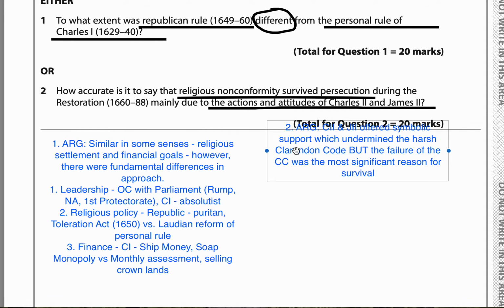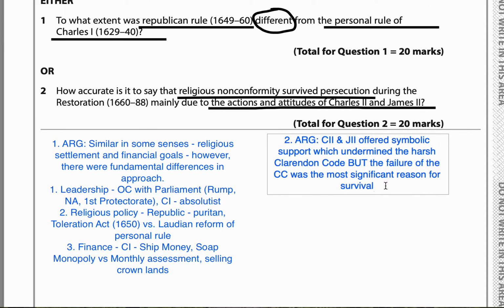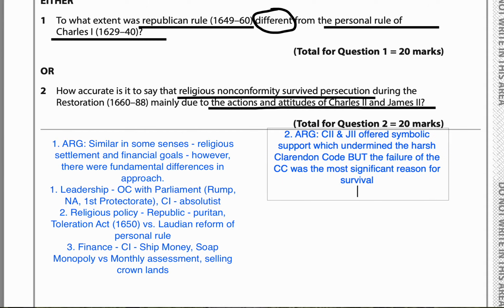Obviously, in both these questions, I'm not planning out the intro, context, definition, argument. I'm not planning that out in these quick plans. So just quickly, actions and attitudes. What did the monarchs do that led to the survival of nonconformity? So we're talking about Protestant nonconformity here. Really, we're talking about the declarations of indulgence.